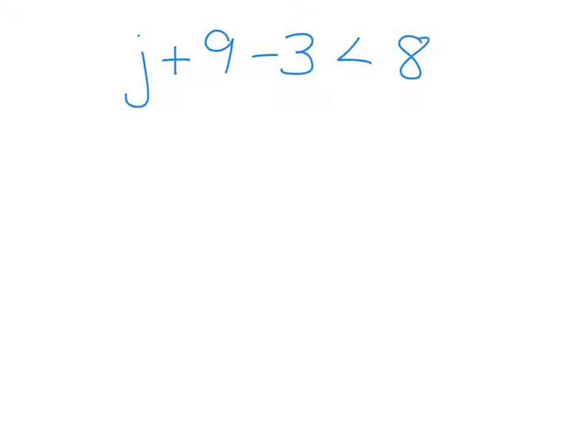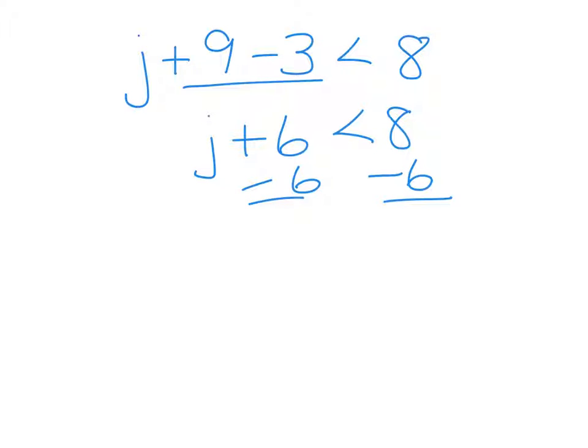Okay, what would you do with this one? Yep, combine your like terms, which are these right here, a 9 and a negative 3. So I should have j plus 6 is less than 8. Subtract 6, subtract 6. I hope right now you're going, is this as hard as it gets? Because the answer is pretty much. Got one more, maybe looking a little bit harder, but not that big of a deal.